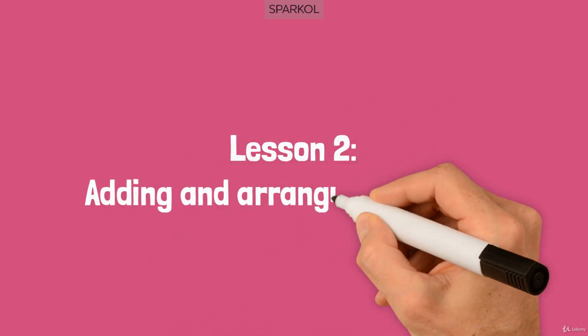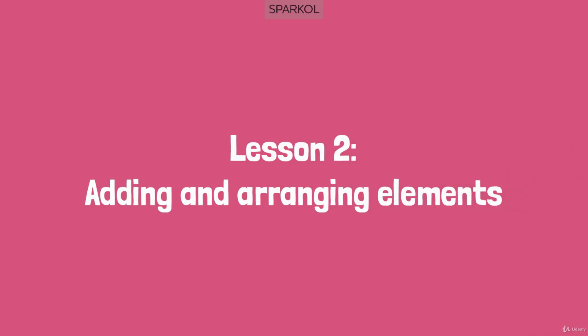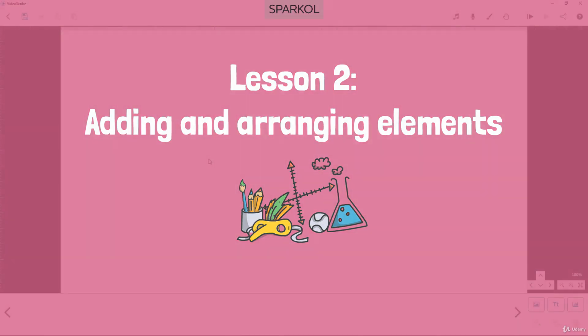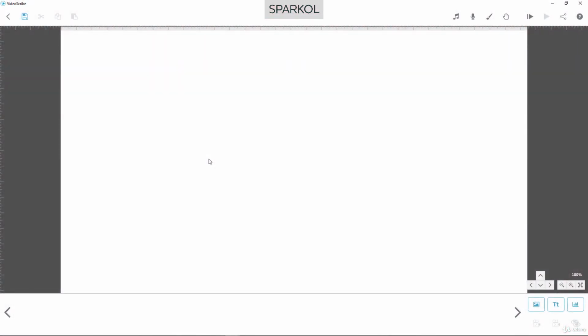Hi, in this next lesson we're going to learn how to add some images and text to our canvas and arrange them to make a simple video. The theme for my video is going to be planning a trip to Europe. At the end of the last lesson we created a new blank scribe, and here we are on the edit screen with a completely empty canvas.